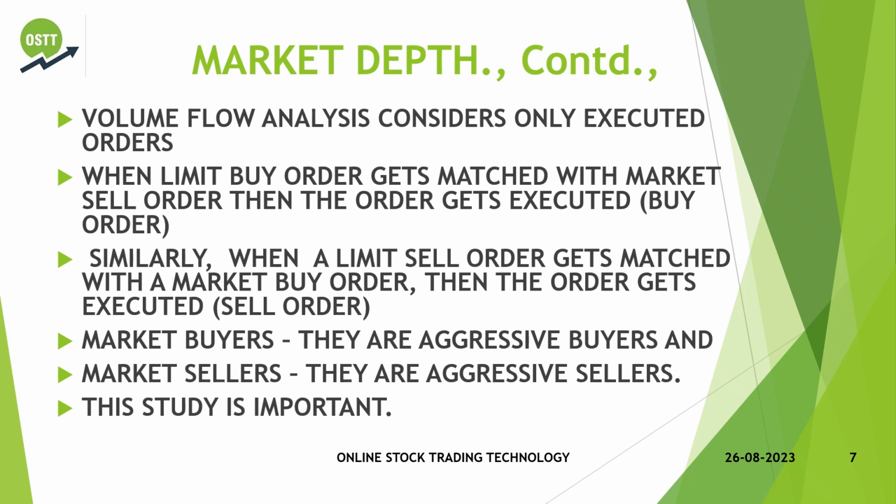Then only the order gets executed, and it will show in the order book, and then only the price movement will happen, but not by these orders which are open, as I showed you in the example. So market buyers are aggressive buyers and market sellers are aggressive sellers. So we will have to see the movement and volume of these market buyers and sellers to identify the number of orders at a particular point of time.